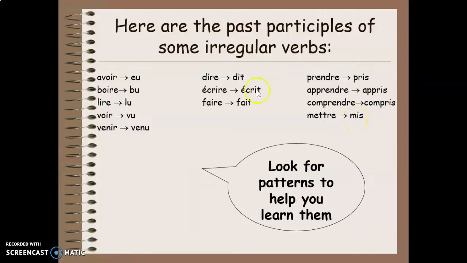Now, there is a pattern to all of these. If you look at these verbs, any verbs ending in OIR, OIRE, RE, IR, they all kind of end in the U.